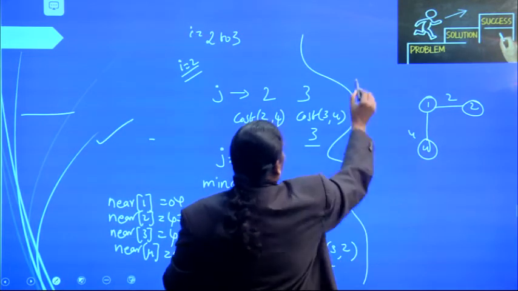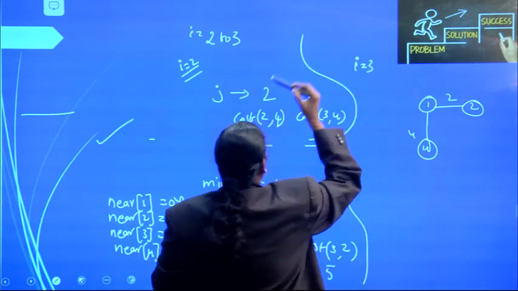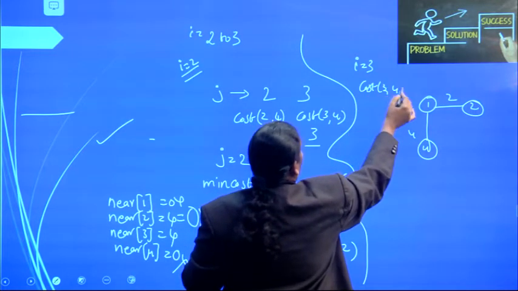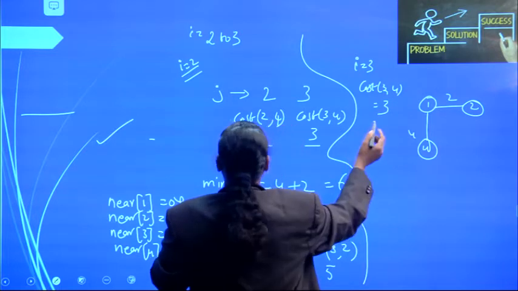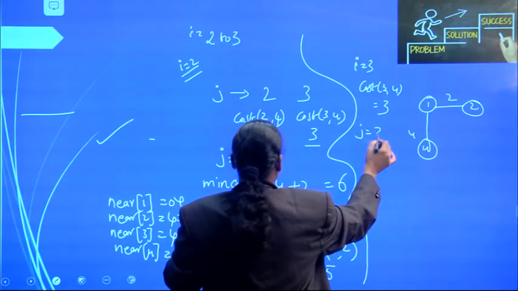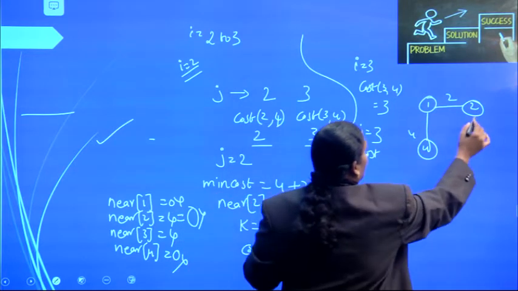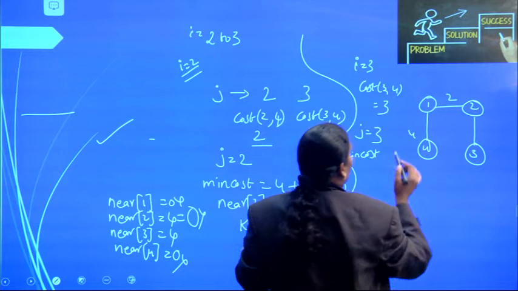Next, what do I need to take? I is equal to 3. Now, what is cost of 3 comma 4, which is 3. We need to select j as 3, and the minimum cost becomes, we need to add that 3 into the minimum cost spanning tree.